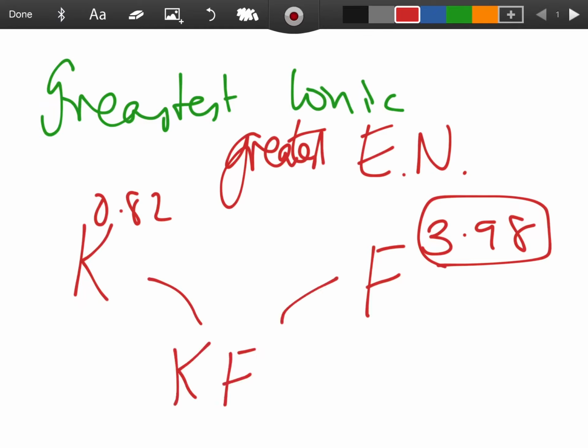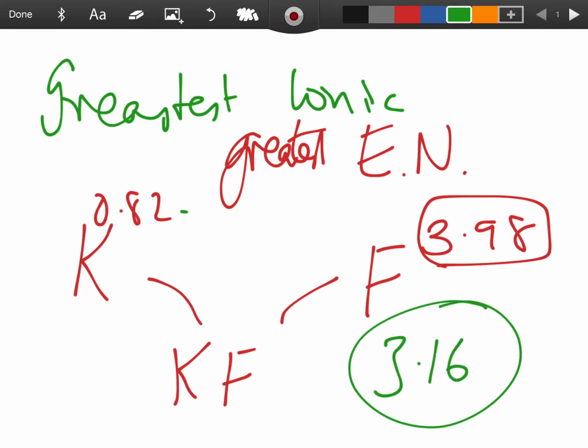So when you combine those, you're going to get a compound called KF. So that's the compound that would have the greatest ionic character, because when you subtract them, you're getting an electronegativity difference. When you take 0.82 from 3.98, you're getting a difference there, look, of 3.16, and that is the greatest difference that you can have in the first 36.